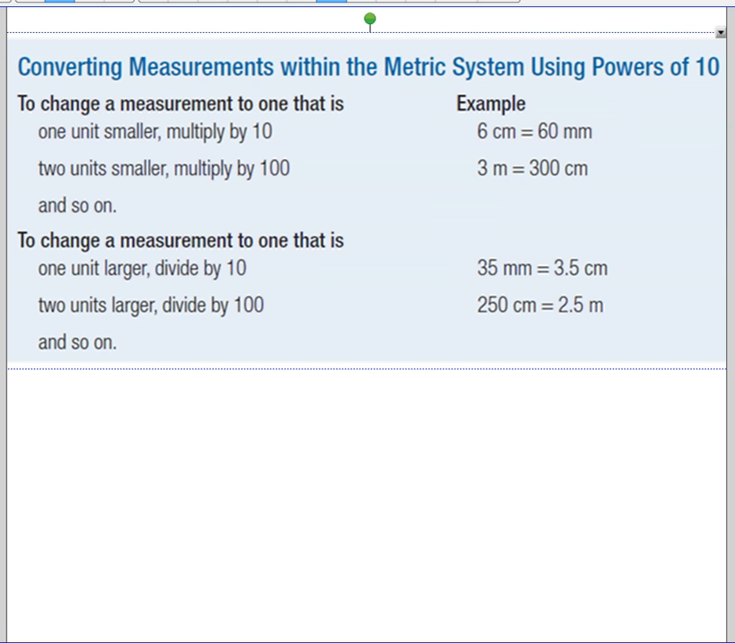So when we're looking at converting, we are able to multiply or divide by powers of 10 or multiples of 10. So if you're going 1 unit smaller, you're going to divide by 10. If you're going 2 units smaller, you're going to divide by 100, and so on. And if you're looking at going to a larger unit, you're going to divide by 10, or divide by 100, or divide by 1,000, and so on, depending on where you're going.